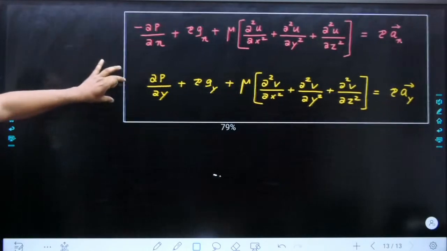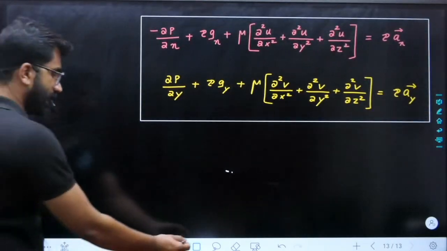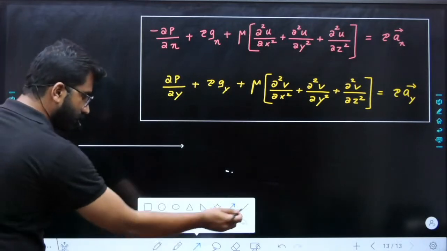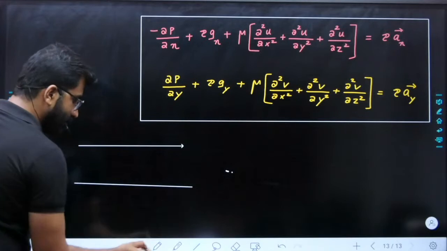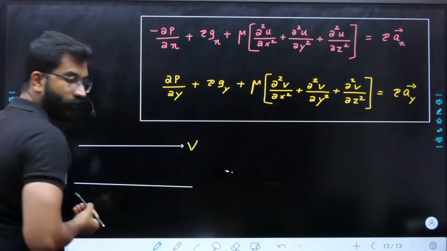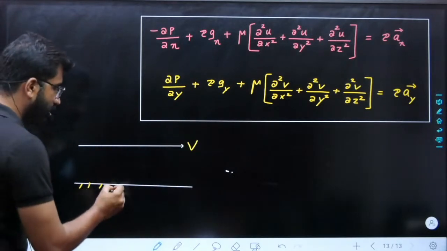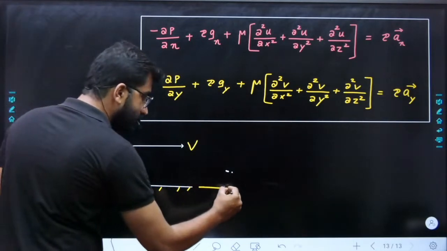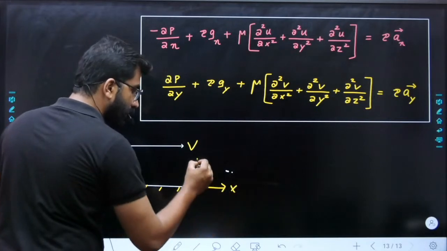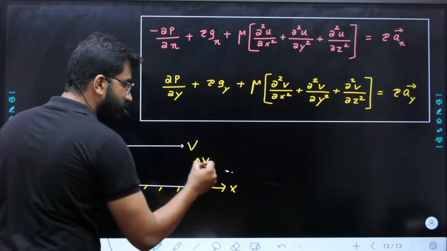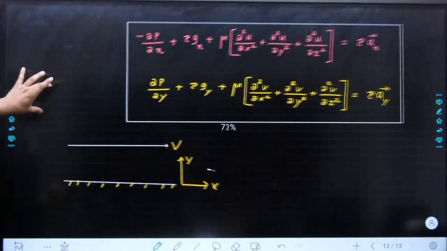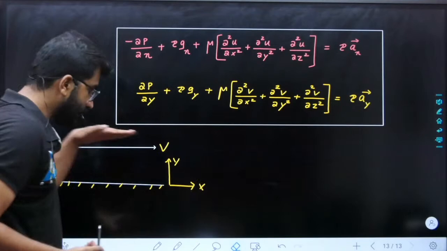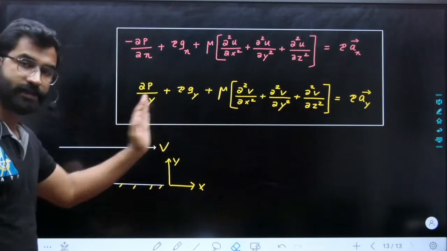For example, in your question paper they have given Couette flow. What is the meaning of Couette flow? Couette flow is this. This is your Couette flow. You can see that the upper plate is moving with velocity v and the lower plate is stationary. Now your flow is in the x direction, but your velocity is changing in the y direction. Movement is in the x direction, but velocity is changing in the y direction.